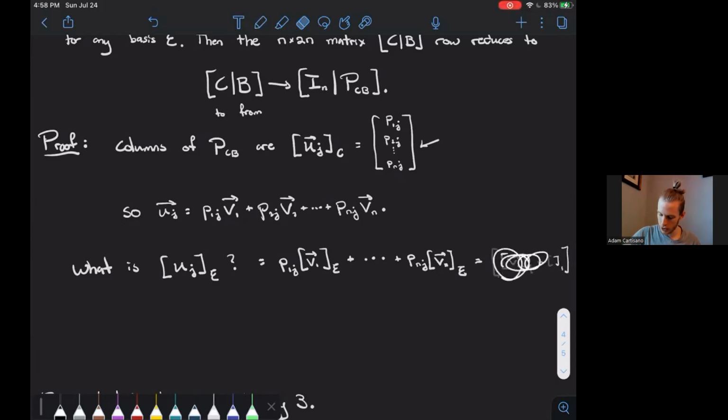Notice this matrix is quite literally just P_CE, times this vector. It is P_EC, geez, P_EC times the vector uj written with respect to C. That's where the p's came from, right? uj written with respect to C sent through the translation matrix, the change of basis matrix, over to E. So we've written the coordinate vector of uj with respect to E as a linear combination of the columns of this change of basis matrix.